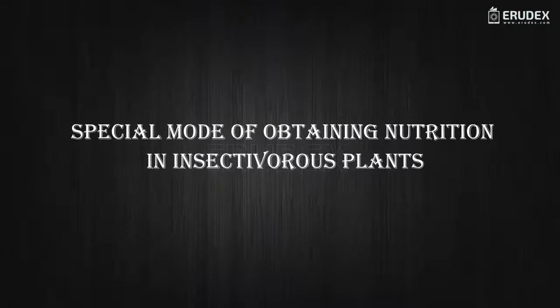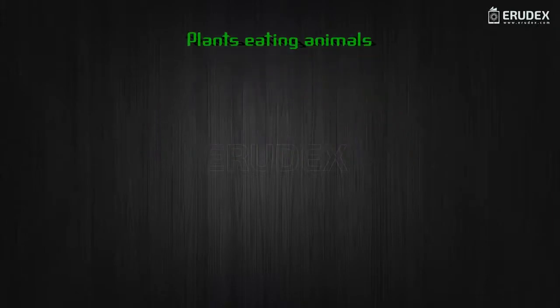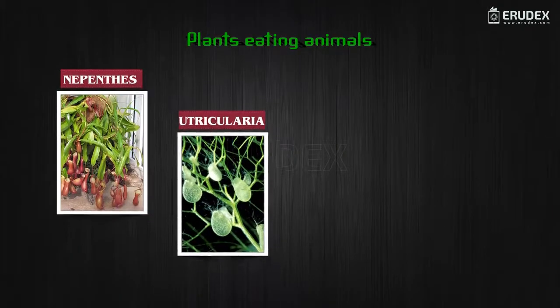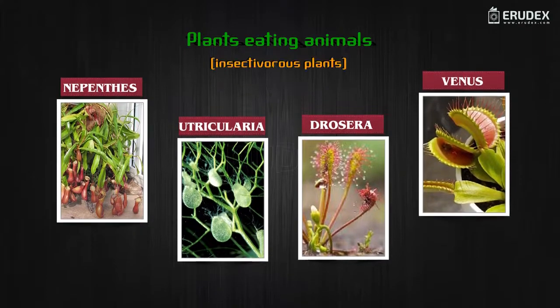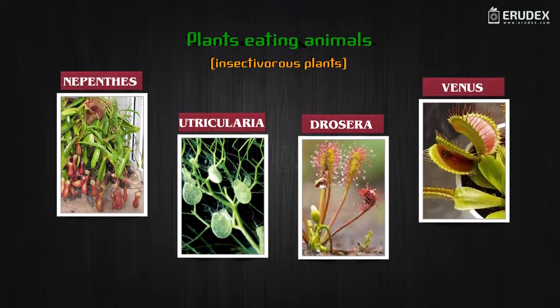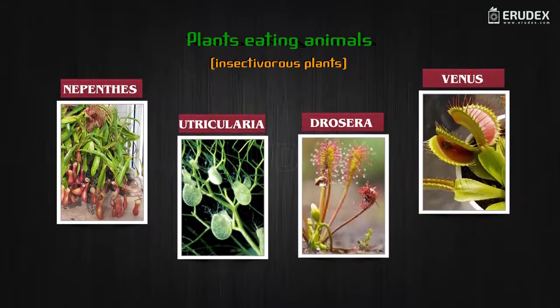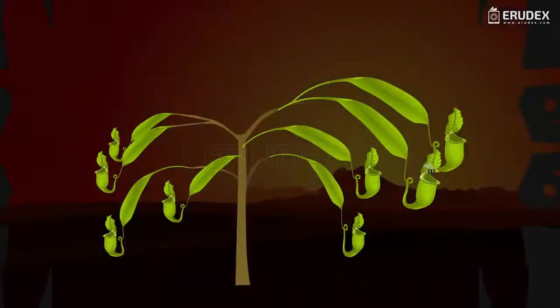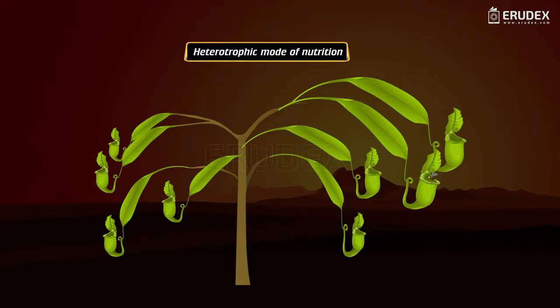Special mode of obtaining nutrition in insectivorous plants. Children, do you know some plants eating animals? Let us see what they are. Some plants like Nepenthes, Utricularia, Drosera, and Venus flytrap plants are examples of insectivorous plants. These are also called as carnivorous plants. They can trap and eat insects completely to obtain their nourishment. An example for heterotrophic mode of nutrition.